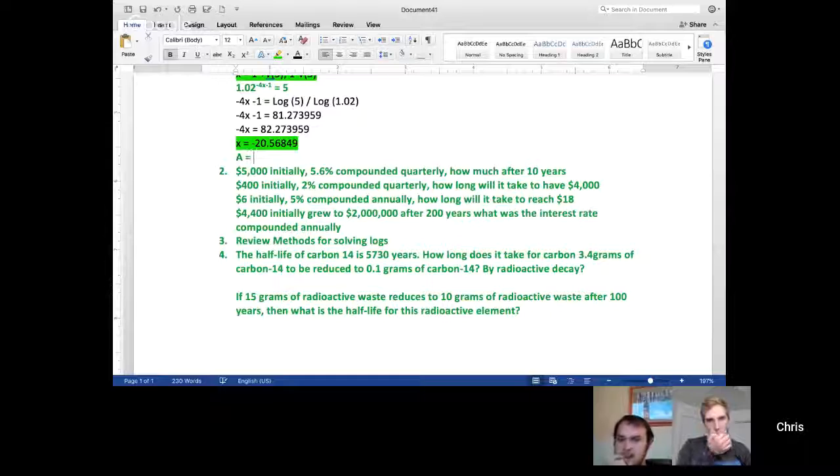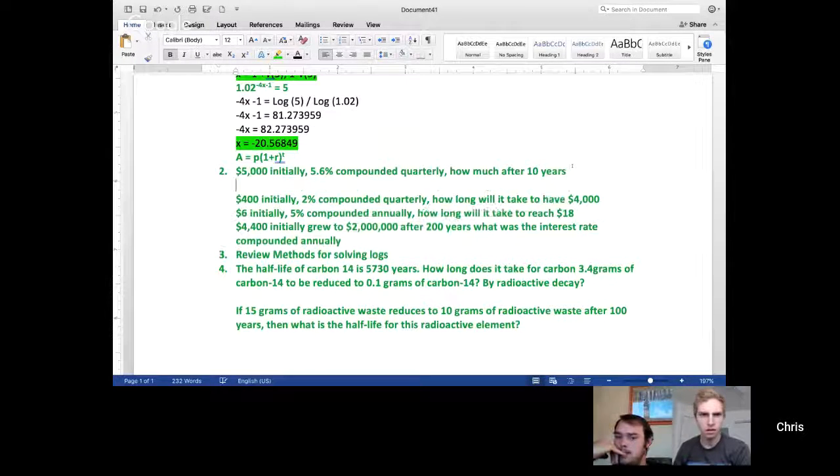E equals D plus R times RT. Yep. Nice. That'll help us to solve these a lot quicker. Oh, I was looking for that equation.